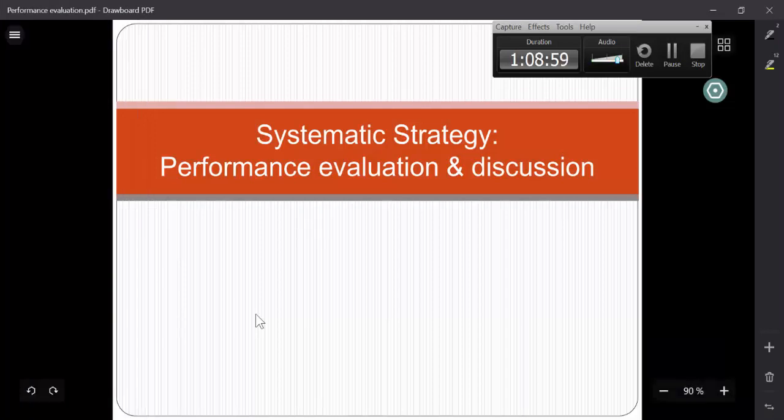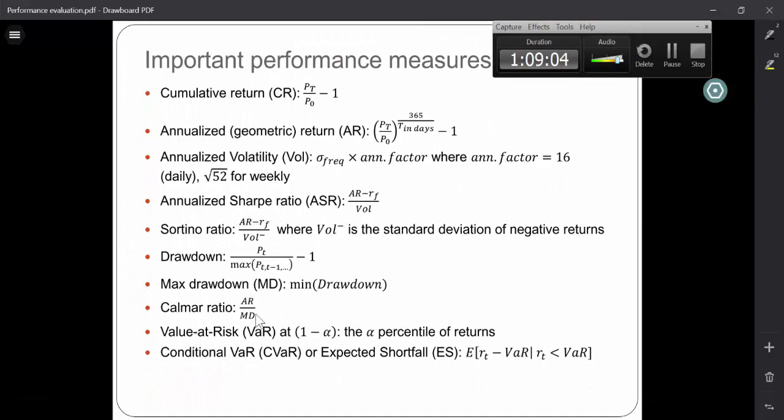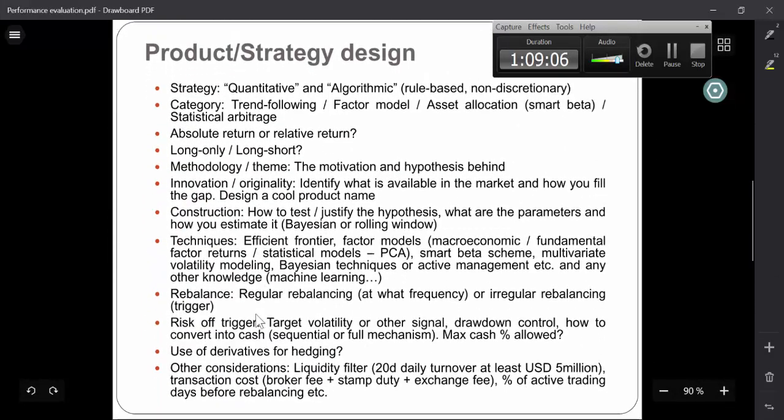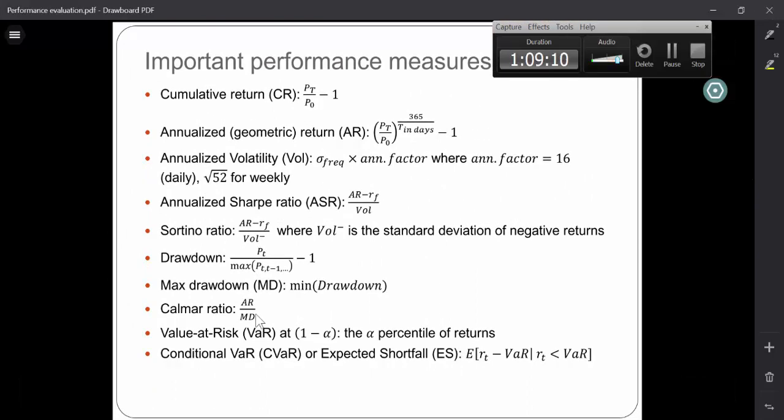Okay. So your project is either product 1 or product 2 or some kind of algo trading strategy. He said he would talk about this. So, do you have any questions?